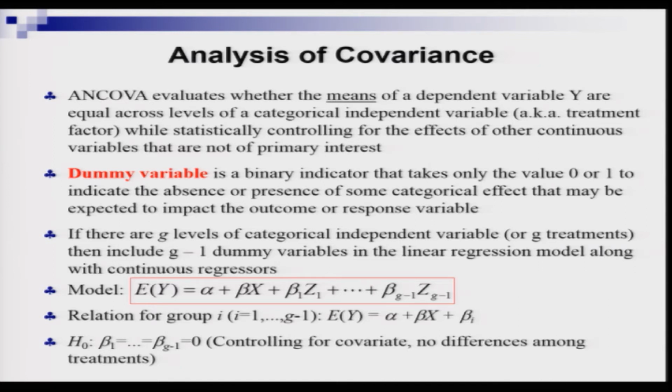So, from this regression model we can comment on the relation for group I. So, there are now g minus 1 such groups, because we have these g minus 1 dummy variables in the regression model. So, for a particular group I, the regression equation will be written as expected value of y equals alpha plus beta times x plus beta I. Now, what happened to the other regression coefficients?